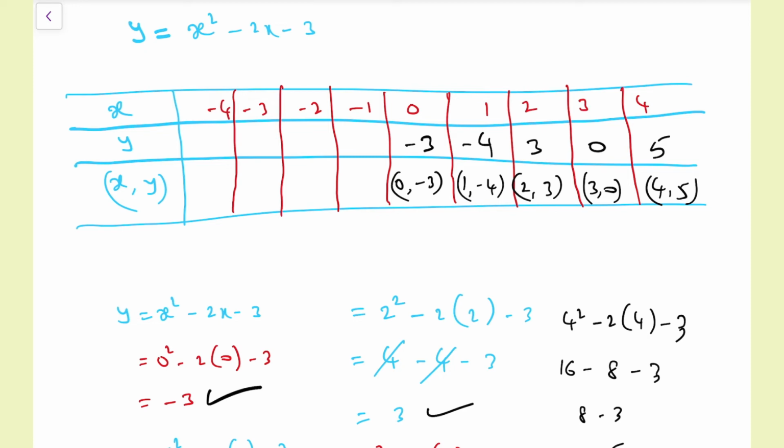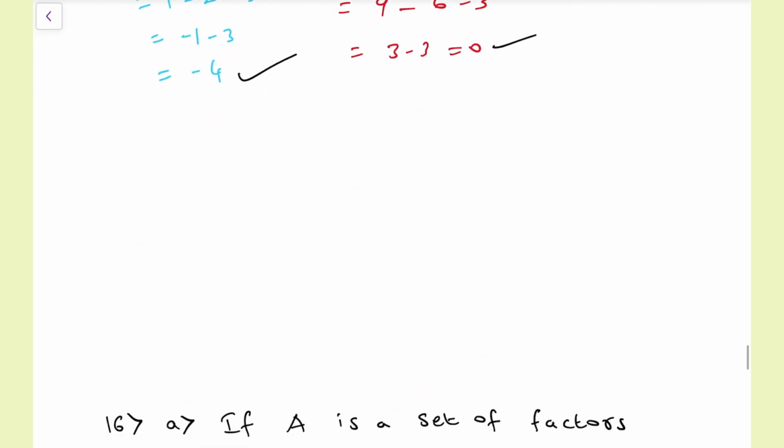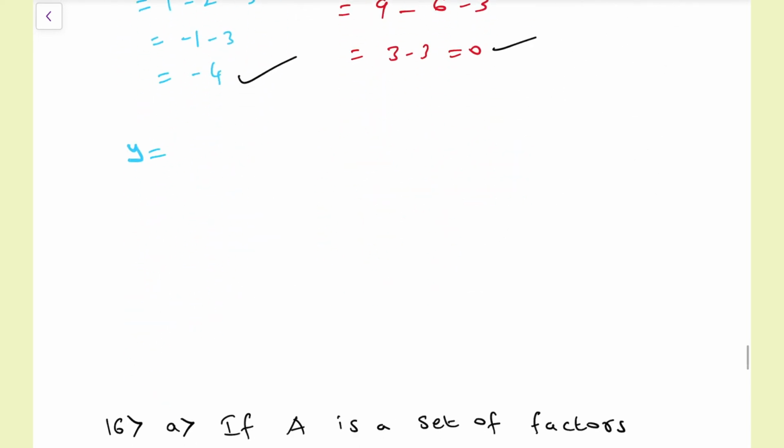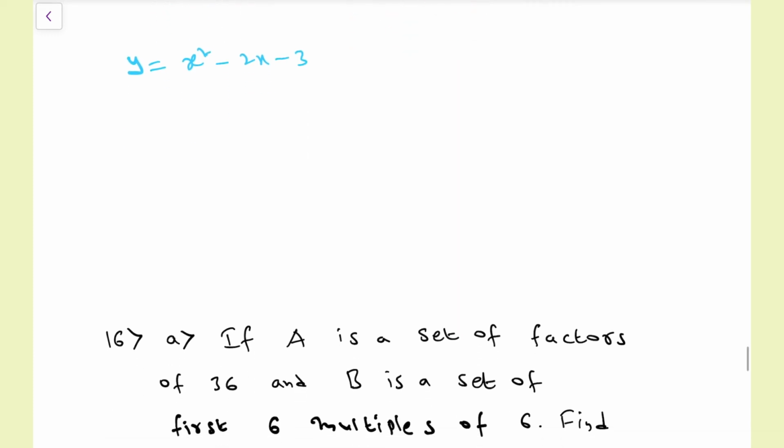Now let us substitute the negative numbers one by one. The polynomial is y equals x square minus 2x minus 3. First substituting minus 1: minus 1 square minus 2 into minus 1 minus 3. Minus 1 square is 1, minus into minus is plus, 2 ones are 2, minus 3. So this will be 1 plus 2 is 3, 3 minus 3 is 0.